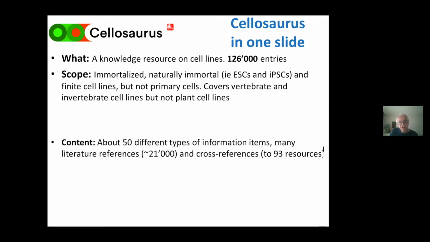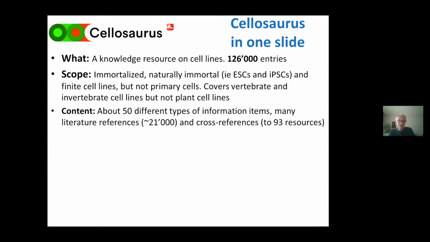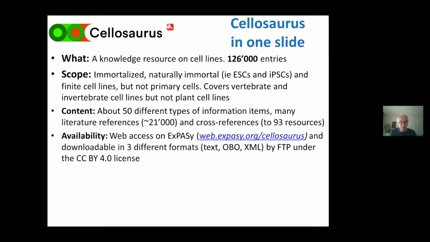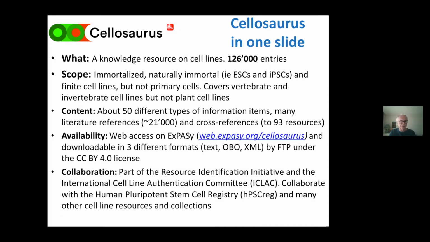A lot of different information items. You will have a lot to see when I start the part on the description of the content, a lot of references and cross-references. As you will see, it's available on Expasy, downloadable in different types of formats. We'll go into this in quite a lot of detail. And it's part of a number of initiatives, and it collaborates with a number of databases, including, as I was saying, and this collaboration is quite nice, the Human Pluripotent Stem Cell Registry. And since about a month ago, it's been recognized as one of the ELIXIR core data resources.